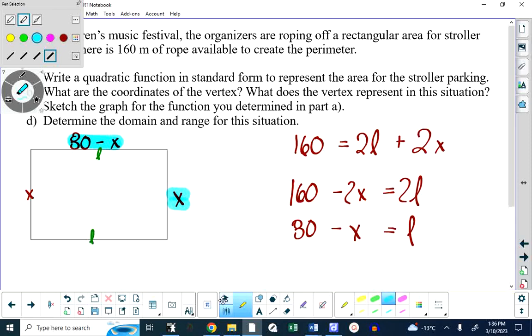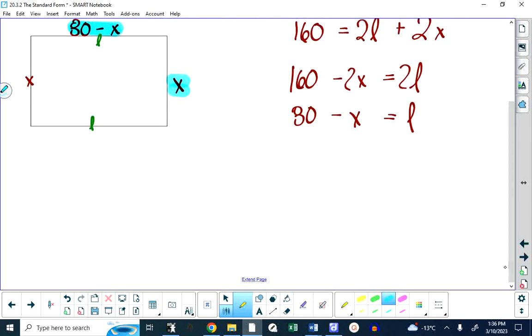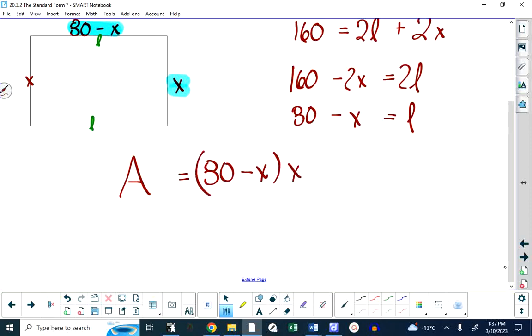I know you're guided here in this question. It says write a quadratic function in standard form to represent the area. I know you're told what to do, but what we always want to do is come up with an equation for the thing we want to maximize or minimize. You want the area to be as large as possible, so let's come up with a formula for area. Well, it's length times width. Let's multiply it out and write it in standard form.